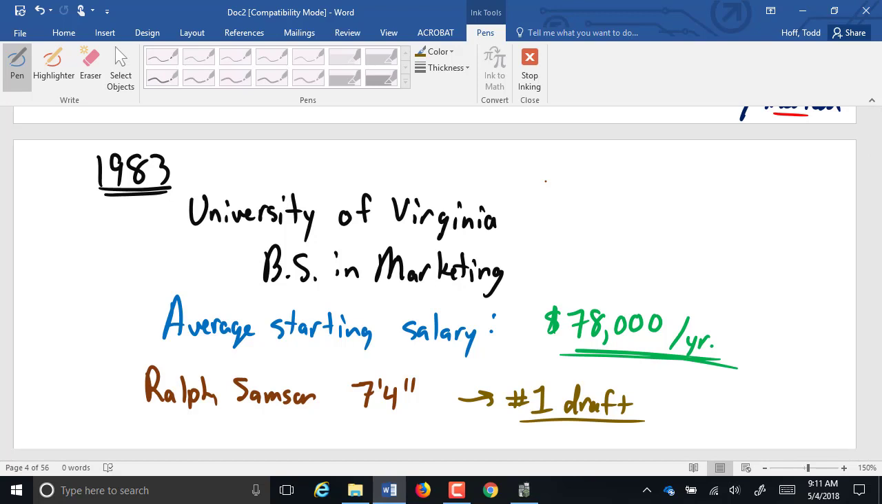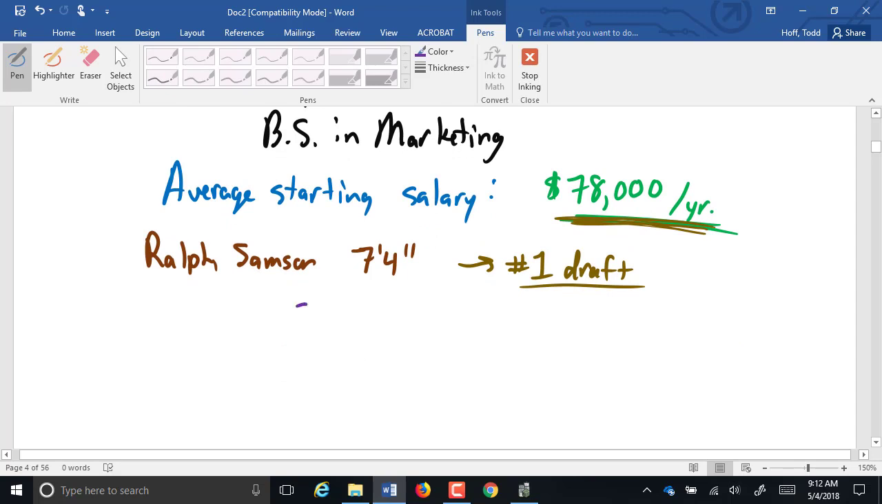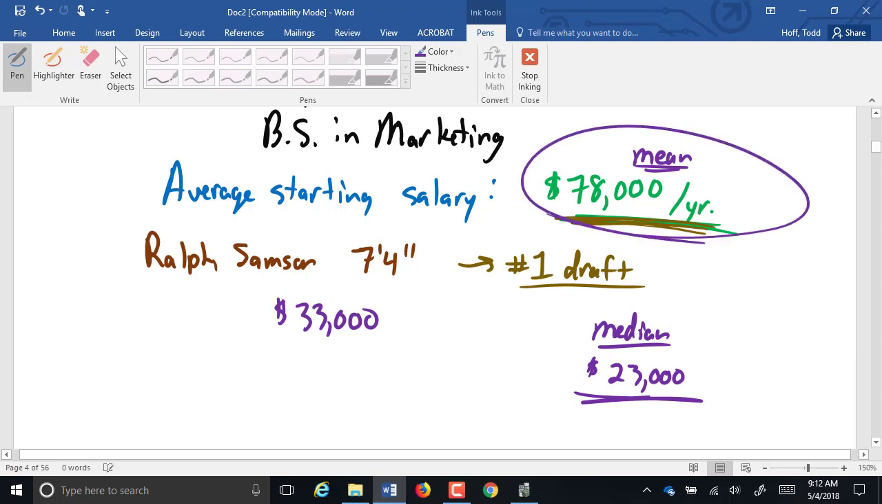In the early 1980s, basketball, NBA was the highest paid sport in the world, in the United States. Multi-million-dollar contract. Now, can you imagine how many $20,000 a year marketing graduates it takes to average out a multi-million-dollar contract to $78,000 per year? Mr. Sampson was the only one in that group that made more than $33,000 that year. Obviously, the $78,000 was a mean. The median was about $23,000.